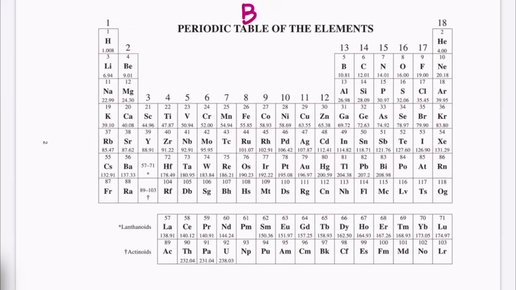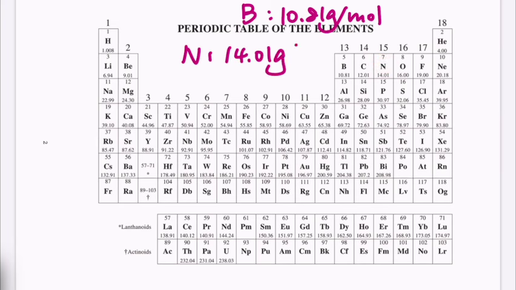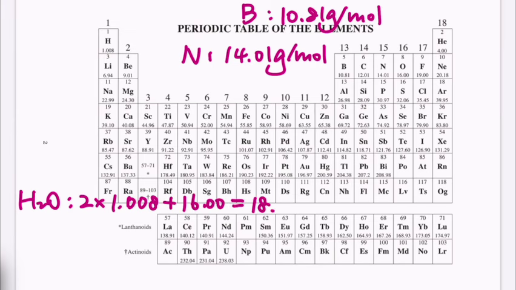So for boron, its molar mass is 10.81 grams per mole. For nitrogen, its molar mass is 14.01 grams per mole. This is the molar mass of all of the atoms. And if you have molecules such as H2O, then you simply add up their molar masses by the ratio. So you have 2 hydrogens, 2.1008, and then you add the molar mass of the oxygen, 16. So eventually you will get 18.016 grams per mole for H2O, for water.